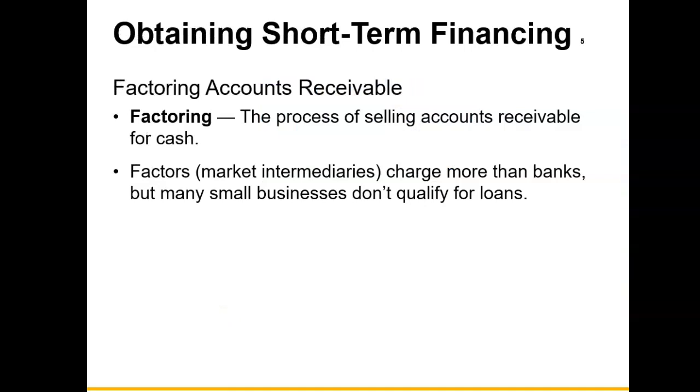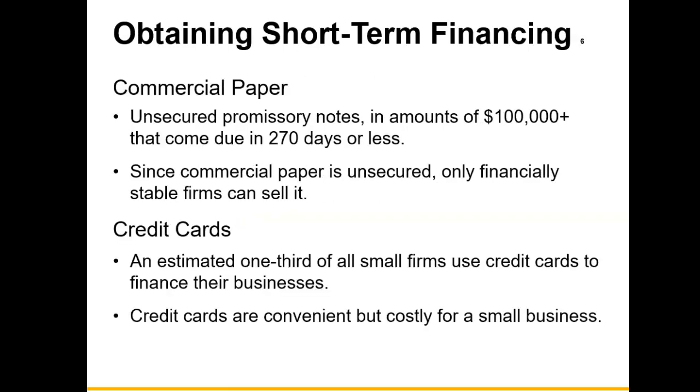Okay? Another option for companies to obtain short-term financing is what's called factoring accounts receivable. Factoring means that the company is going to sell their accounts receivable to what we call a market intermediary, which would be a financial institution that will purchase those receivables, but they're going to charge them to do that. So if we cannot borrow money from the bank, selling our receivables may be another option to receive financing.